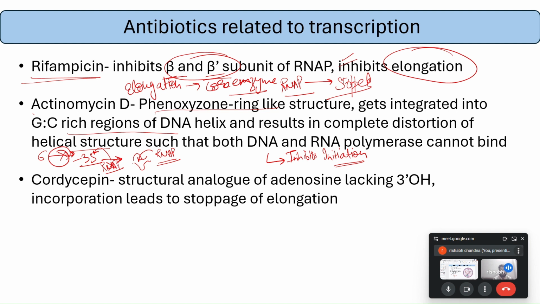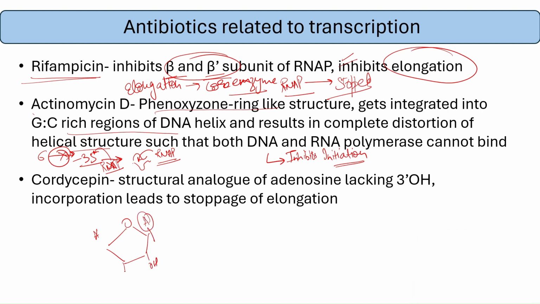And the third antibiotic is cordycepin. This is the structural analog of adenosine. Adenosine means we have an adenine group as a base. So this is the structure. We have adenine, and this is the OH. So this is the 2 prime, 3 prime, 4 prime, and 5 prime OH. This is the phosphate group involved. So here the 3 prime OH is not present.